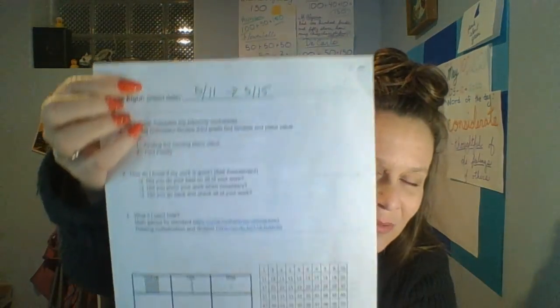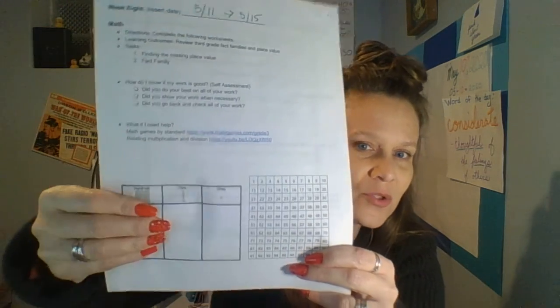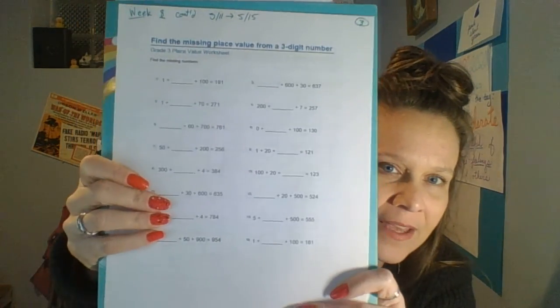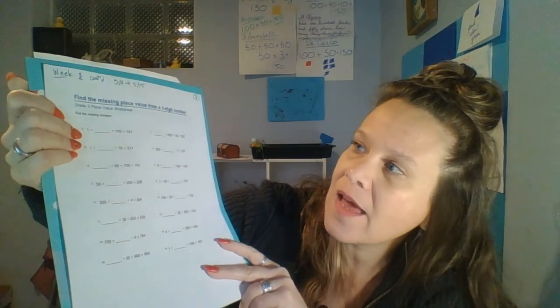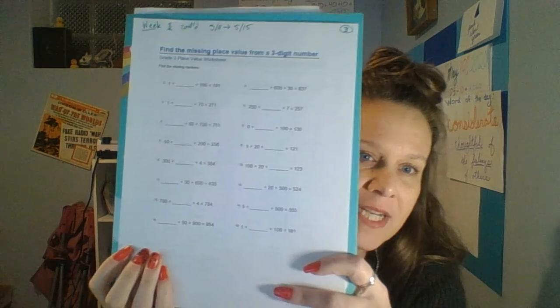This is the week 8 learning packet. It goes from May 11th through May 15th. If you can believe it, we have goals on the top, tools on the bottom, just like usual. We will look at page 1 of our math packet, and this says find the missing place value from a 3-digit number.